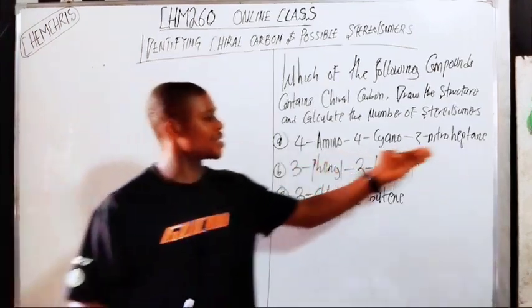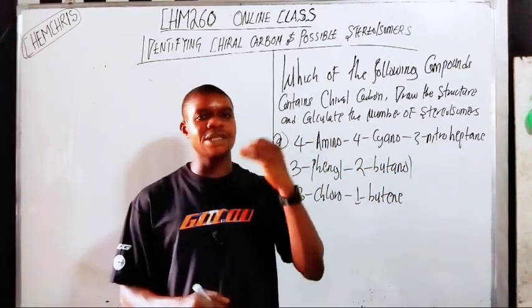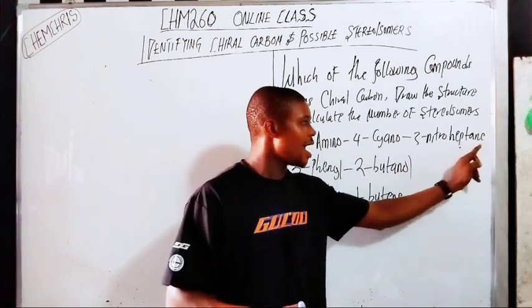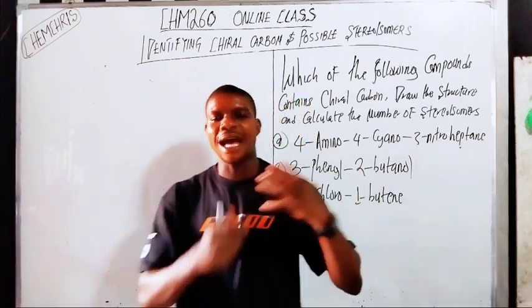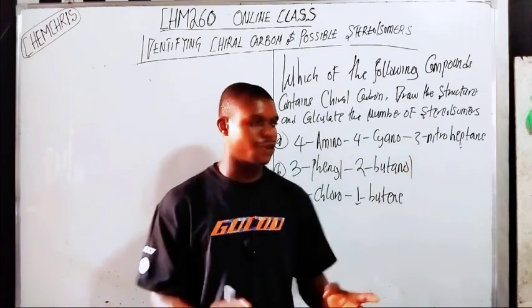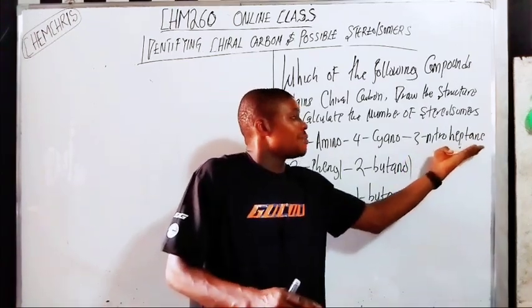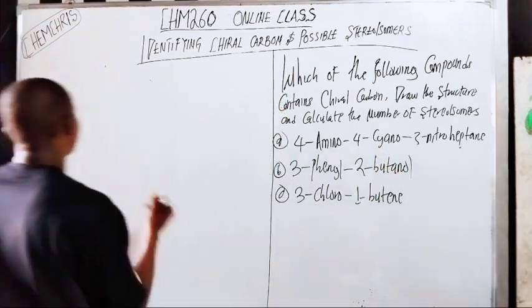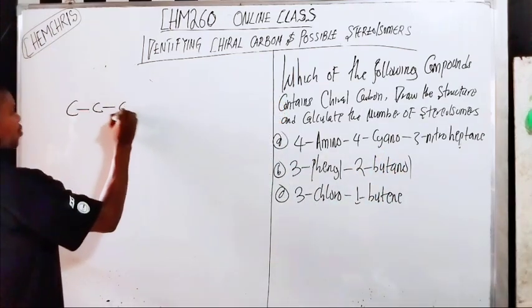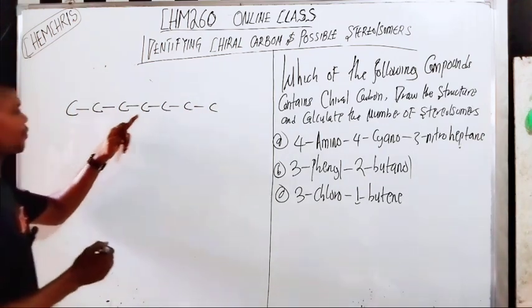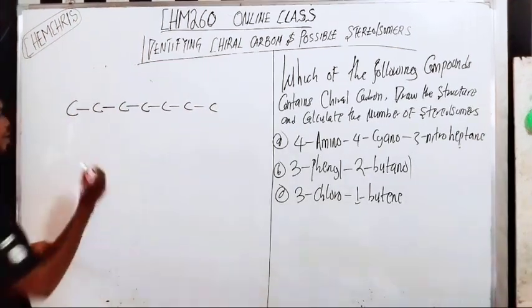Now whenever you see something like this, the parent chain is always the one that comes last. Heptane, and heptane is from the alkane family, stable carbon atoms with all single bonds. Do you understand? So because it's heptane, it's going to be 1, 2, 3, 4, 5, 6, 7. You can start your numbering anywhere.